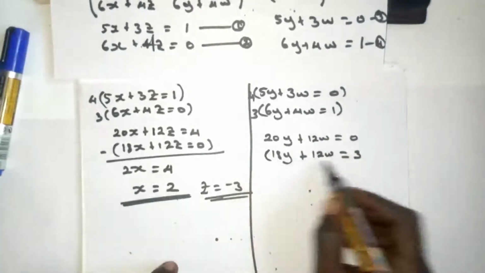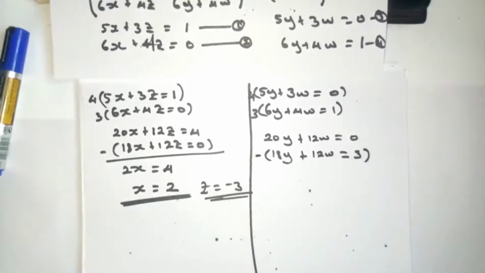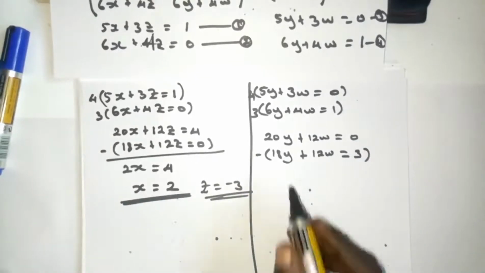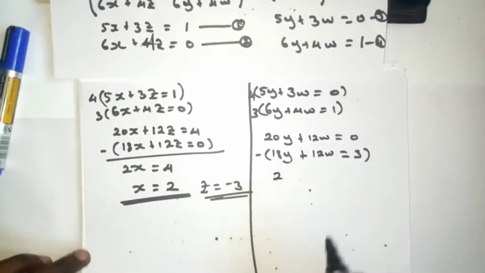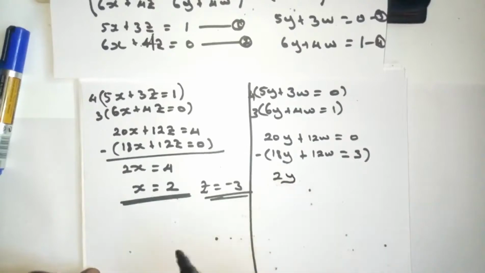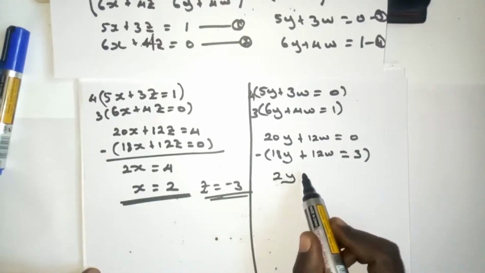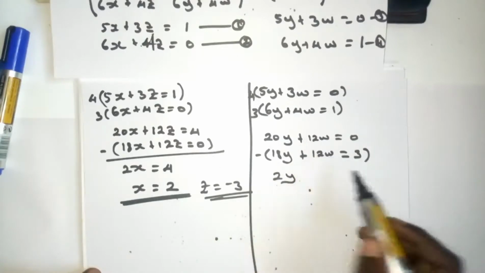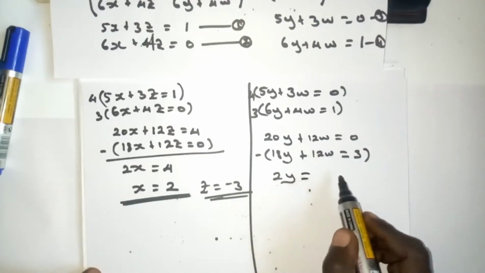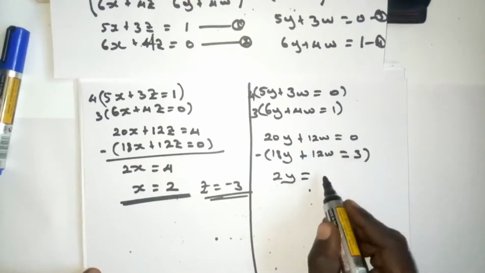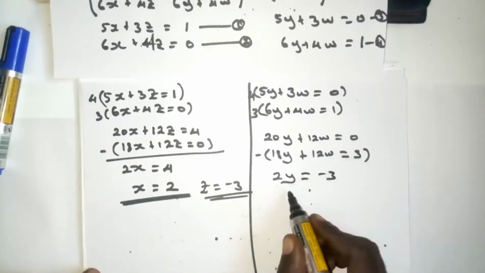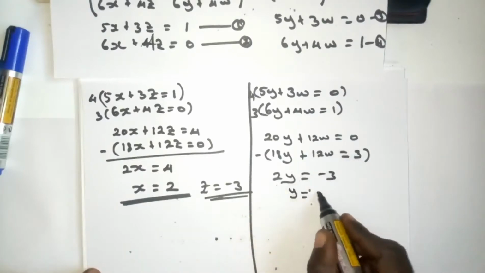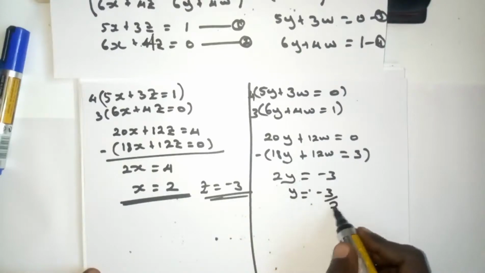Then I can subtract the equations. If I subtract, this one is going to be 2y, then this is a plus 0, of course 12 minus 12 is a 0, should be equal to 0 minus 3, that is negative 3, meaning that the value of y is negative 3 divided by 2.